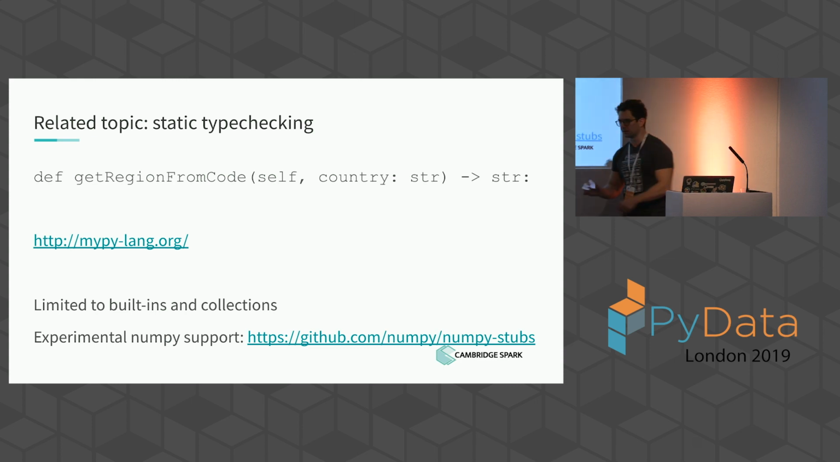Unfortunately, it's pretty limited right now to things like collections, lists, and values. There isn't support yet for pandas, so you can't specify a type signature for a pandas data frame with 2 columns and a float and get static type checking. You can't do that.